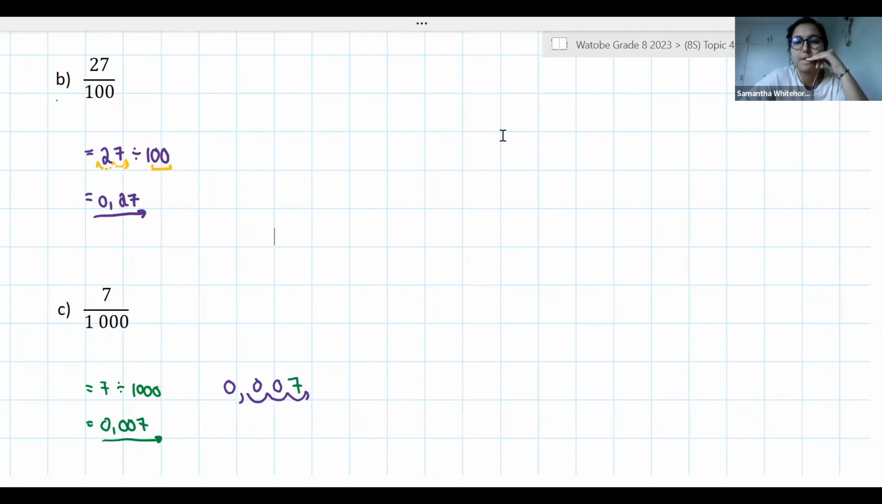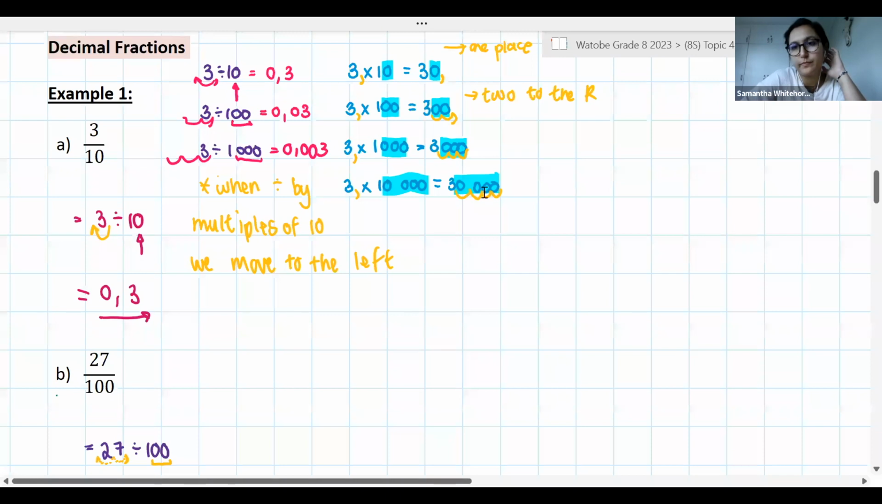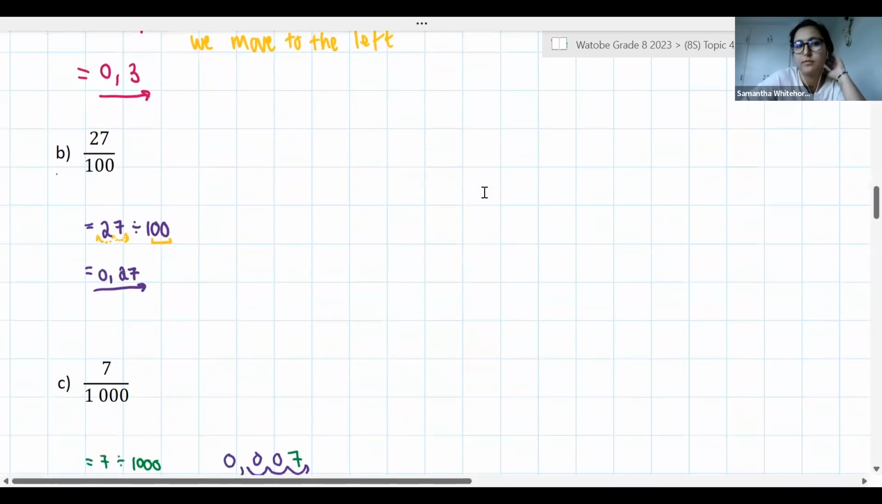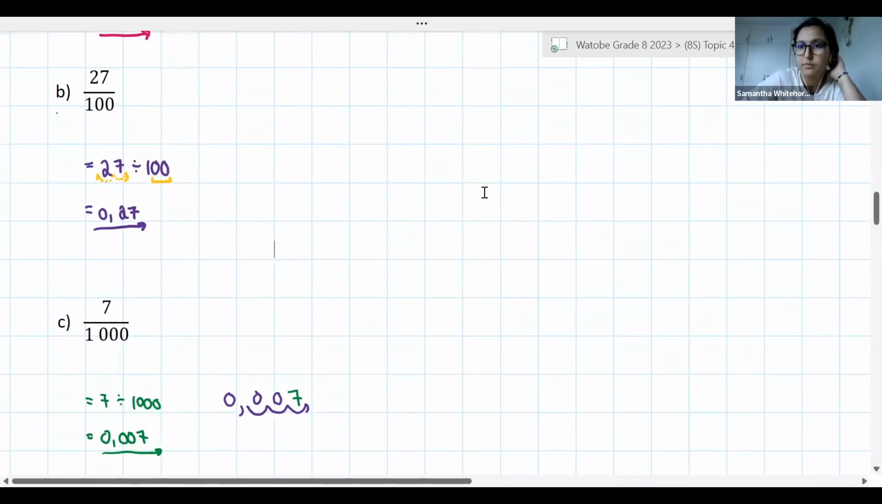Ma'am, I wanted to ask, I see that for example 1A, it says that 3 divided by 10 is 0,3, and the number of zeros there goes with the 10. And then also in C, I see that we said 7 divided by 1,000, and the number of zeros is 3 because there are 3 zeros in 1,000. Does it actually go that way, or does it sometimes change?